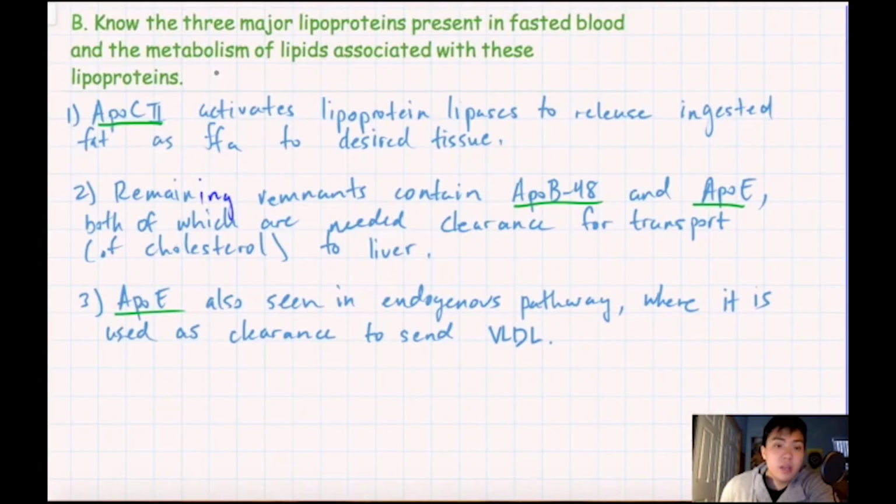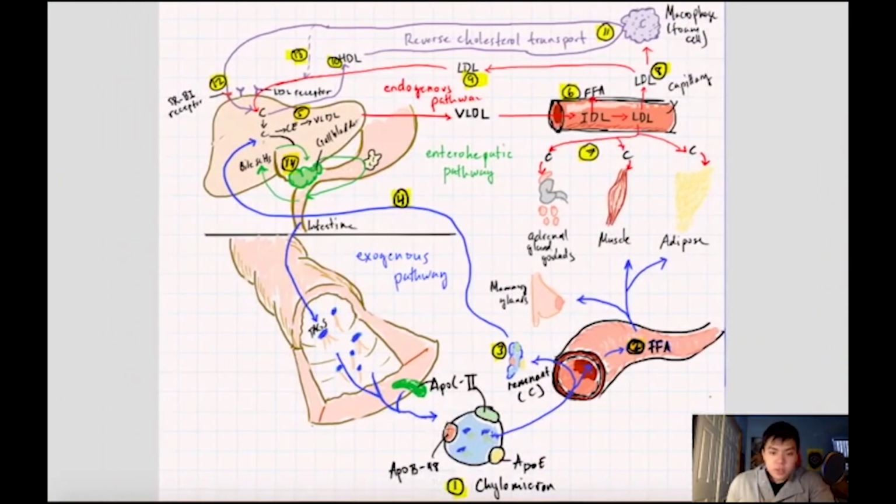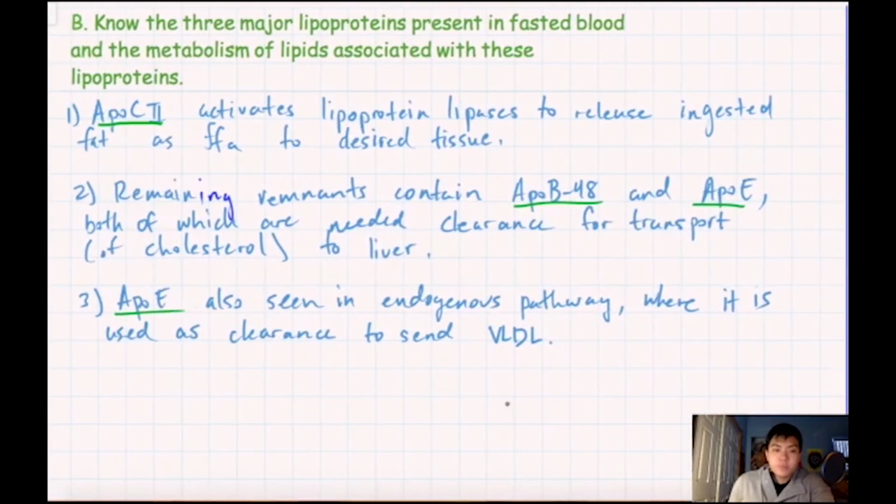Okay, so objective B, the three major lipoproteins present in chylomicrons and metabolism of lipids associated with these lipoproteins. We saw this earlier with this diagram, right? It's going to be these lipoproteins associated with our chylomicrons right here: ApoB48, ApoC2, and ApoE. ApoC2, if you remember, is going to activate lipoprotein lipase and release ingested fat as free fatty acids to the desired tissue. This can be used as storage, or it can be used as energy, like in muscle.